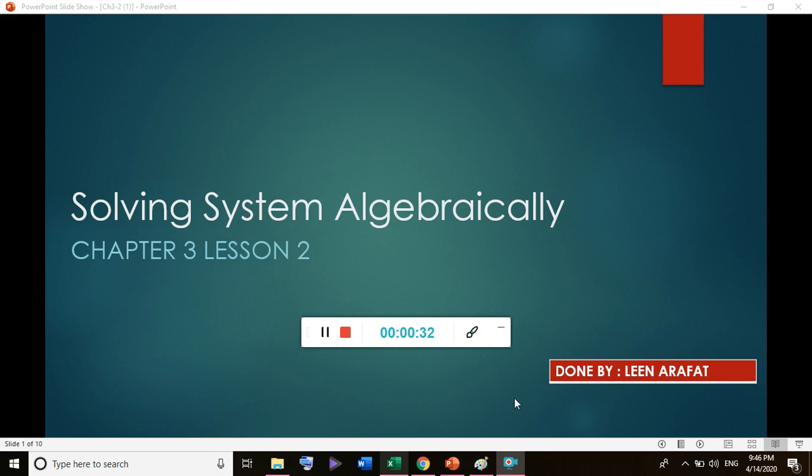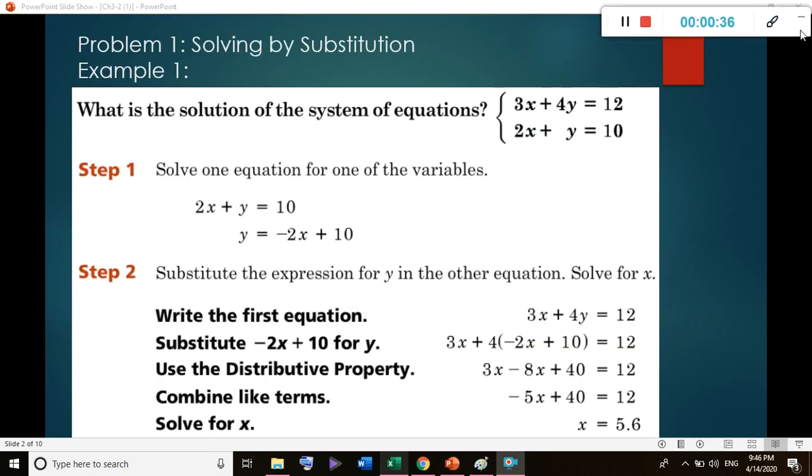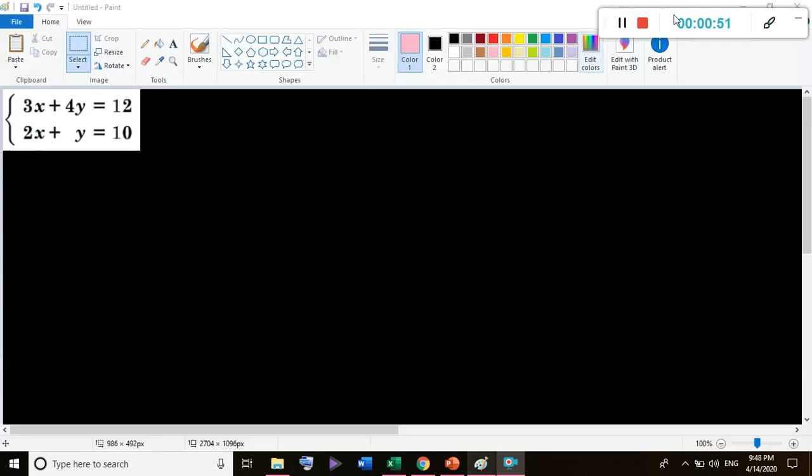The first method we're going to have for today is solving by substitution. Okay, so let's see our first example. What is the solution of this system of equations? We're going to solve this using substitution. Let's solve it now together.